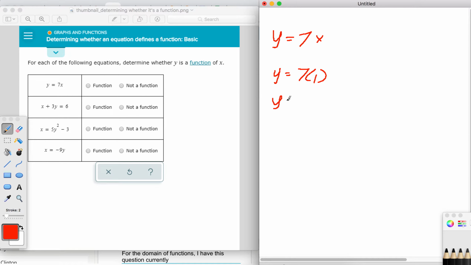And if you try a negative number, if you plug in negative 2, okay, 7 times negative 2 is negative 14, that's fine. Y can equal negative 14, okay? So every input is getting one output.